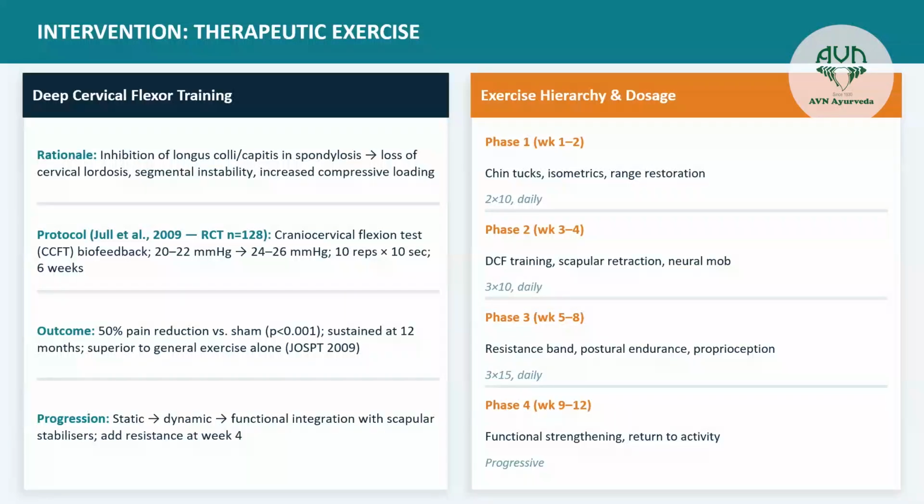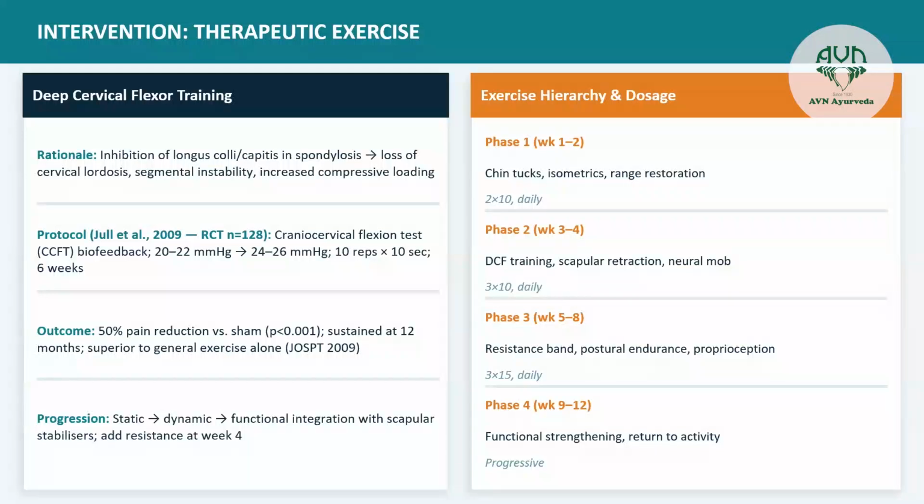So we'll be looking at the longus colli and the capitis muscles, because there will be loss of cervical lordosis, segment instability, and increased compressive load, as there is inhibition of longus colli and capitis in the spondylosis group. So in order to maintain the curvature and to reduce the pain, we will be training this first. Also, we'll be checking the craniocervical flexion test in order to check the strength parameter.